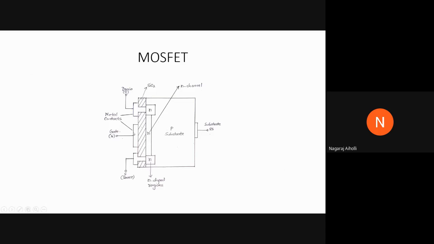Then there are metal contacts. From the metal contacts, the terminals source, gate, and drain are taken. These terminals come in contact with the N channel through a thin insulating silicon dioxide layer. Okay, so this is the construction of the MOSFET. In MOSFET, there are two types: enhancement type MOSFET and depletion type MOSFET.